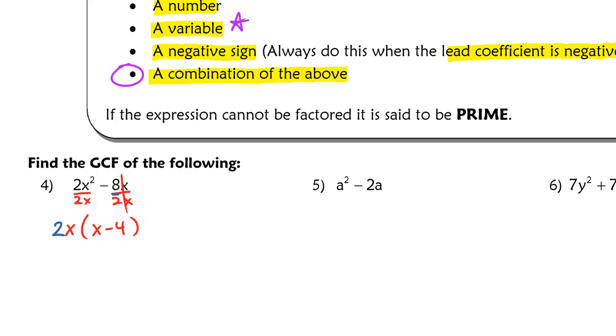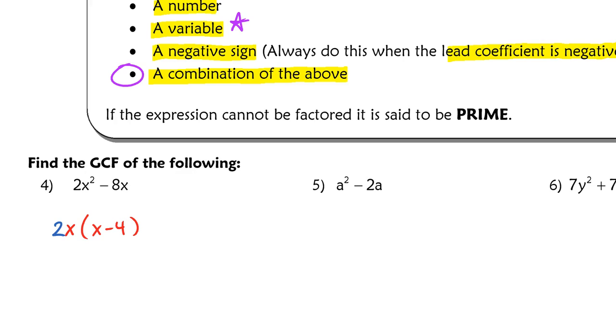We can always double check that our answer is correct. We're going to distribute this back. If I distribute that back, I would get 2x to the second power, because I'm multiplying x times x. And then when I distribute 2x to negative 4 here, I'd end up with just negative 8x. So I know I did it correctly because it matches the original expression.